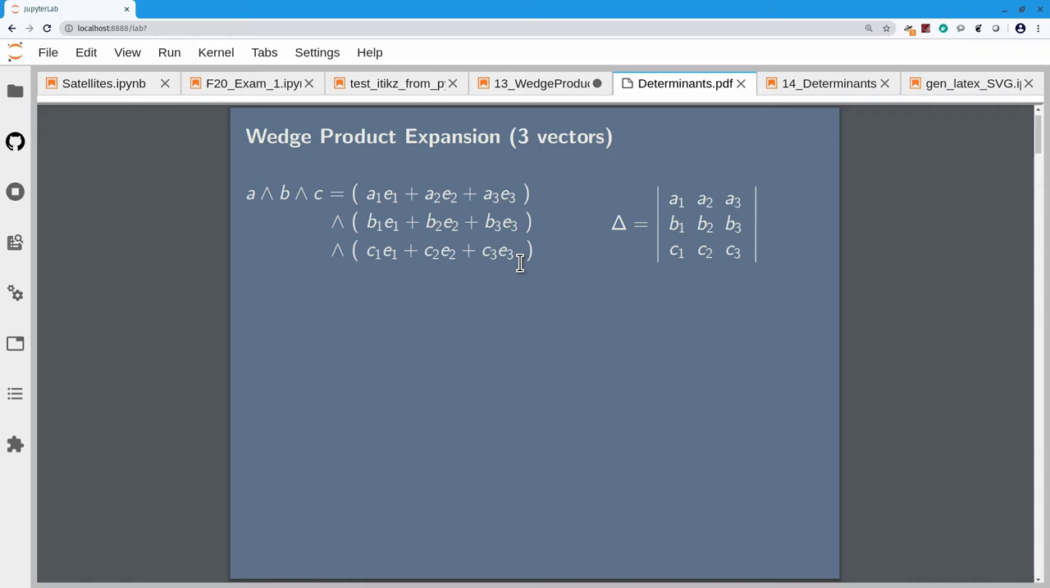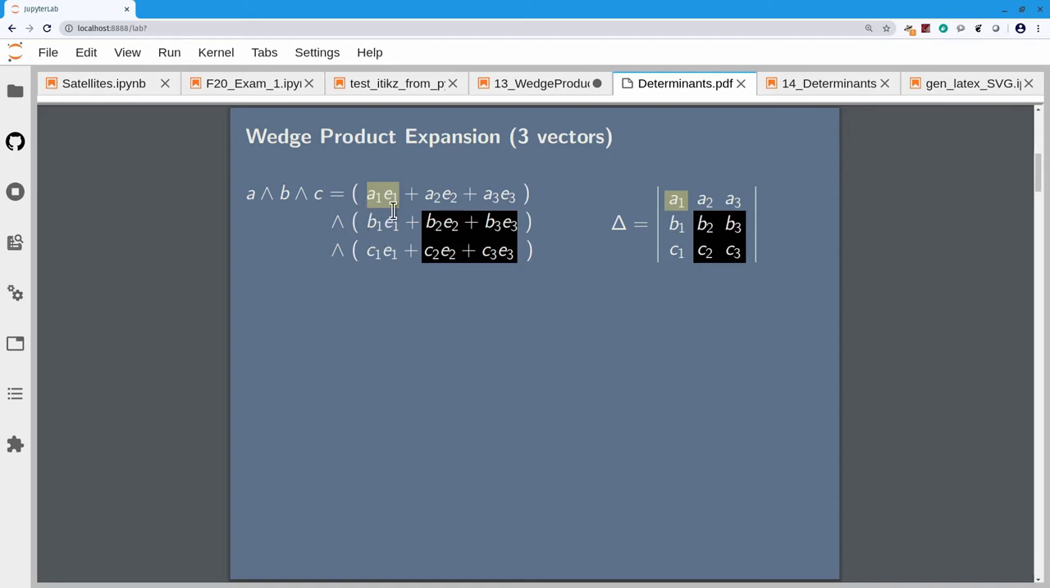And the thing to notice is that the patterns will only depend on the locations of the entries A, B, and C in the matrix of coefficients. So let's compare what happens to my wedge product on the left with what happens with the coefficients of the entries on the right. Let's proceed. Let's pick the first vector A1 E1 and wedge it into the remaining vectors. Well, the moment I've picked A1 E1, I can't pick B1 E1 or C1 E1 anymore.